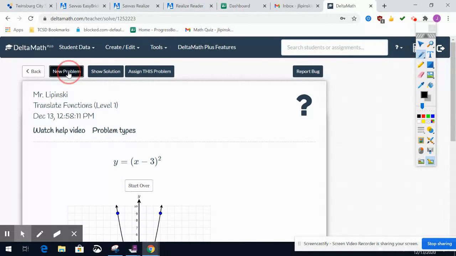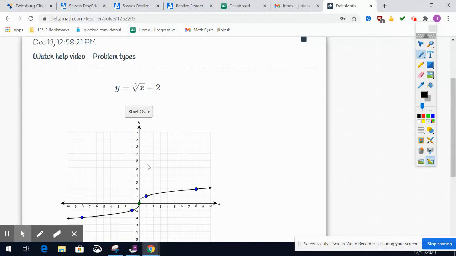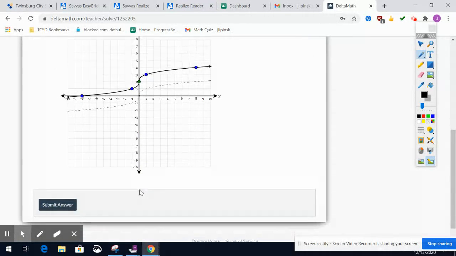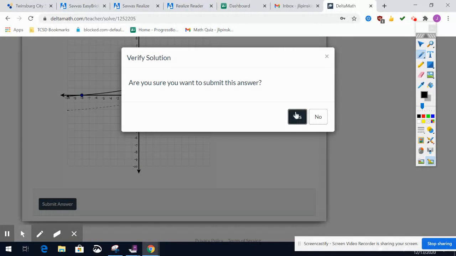I wanted to show a K. There we go. Okay, so again, what does this +2 do? It moves everything up 2 units. You click on it, you drag it up 2. It'll put it right there. Yeah, submit your answer. So that's just moving H and K.